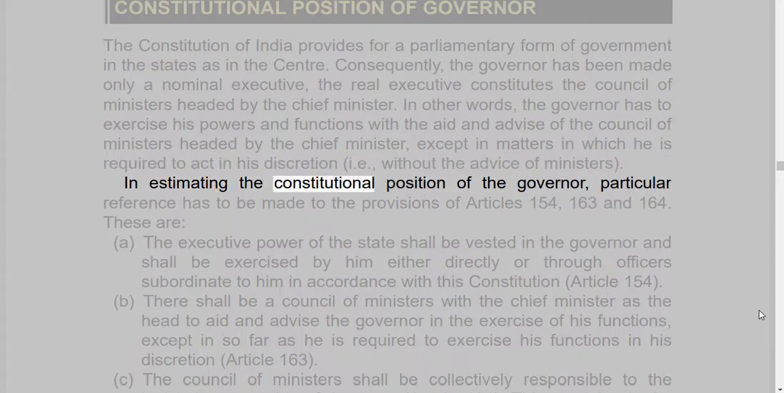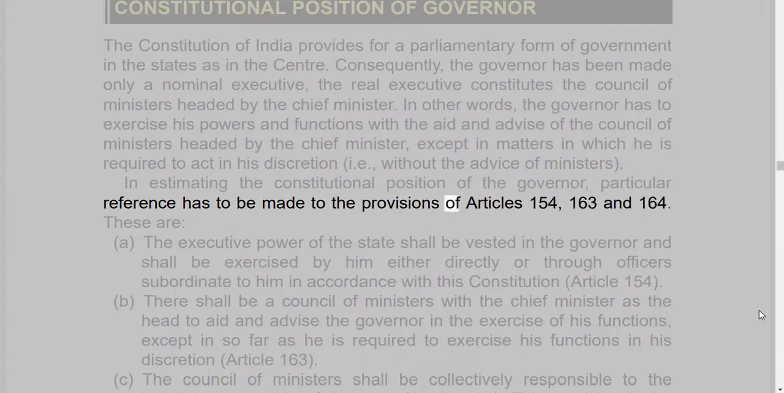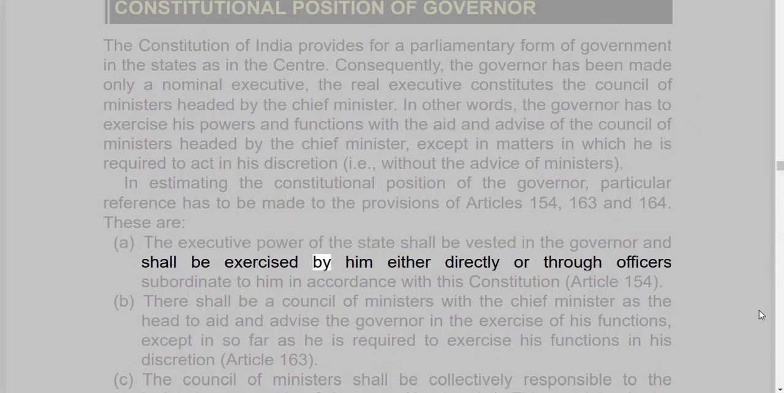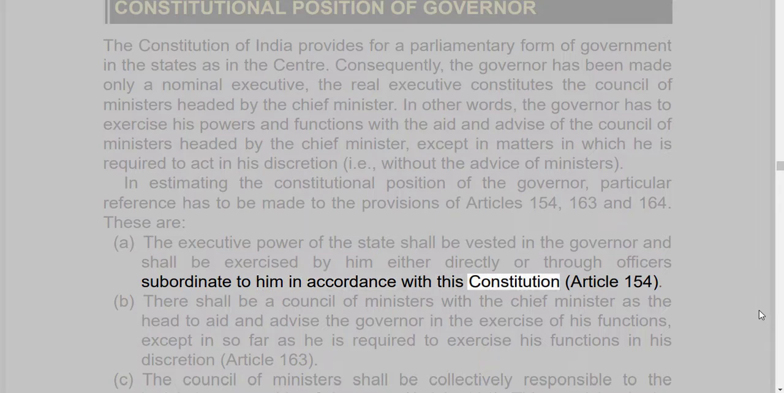In estimating the constitutional position of the Governor, particular reference has to be made to the provisions of Articles 154, 163 and 164. These are: A. The executive power of the state shall be vested in the Governor and shall be exercised by him either directly or through officers subordinate to him in accordance with this Constitution, Article 154. B.